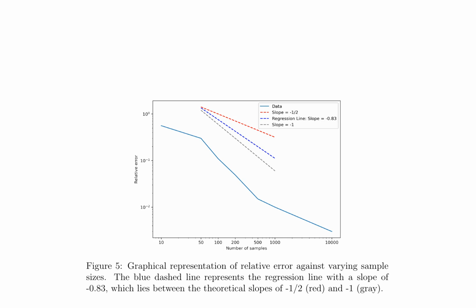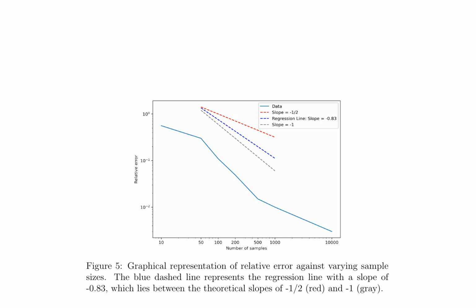A linear regression on the log-transformed data points results in a slope of approximately 0.83, indicating that the actual slope from the data lies between the theoretical slopes of 1 and 1/2. Therefore, the error reduction behavior in the analysis is intermediate between these two theoretical expectations. The analysis illustrates the reduction in relative error as the computational grid is refined.